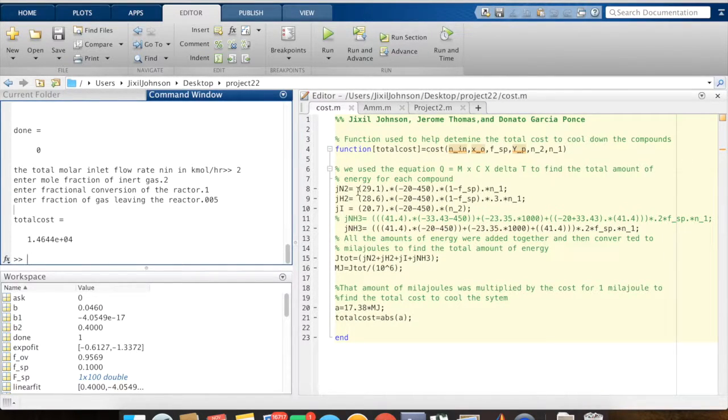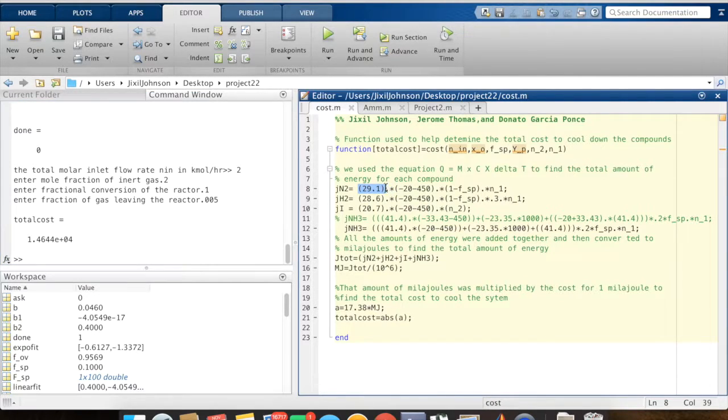So as you can see, I'm multiplying the heat capacity 29.1 of N2 times the temperature difference times the moles. And for H2, I'm multiplying the heat capacity 28.6 times the difference of the temperature times the moles. And for the inert gas, I'm multiplying the heat capacity 20.7 times the temperature difference times N2, which is the moles. And for NH3, its Q equals m C ΔT is going to be 41.4 as heat capacity times the temperature difference times the heat of vaporization.